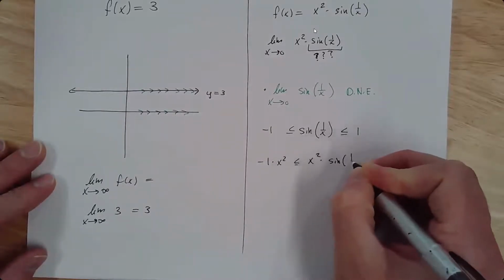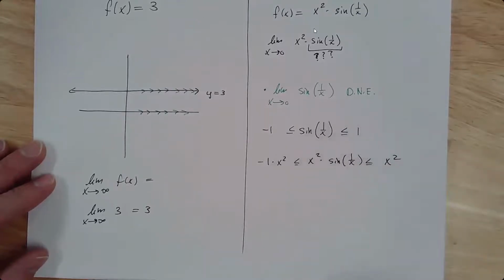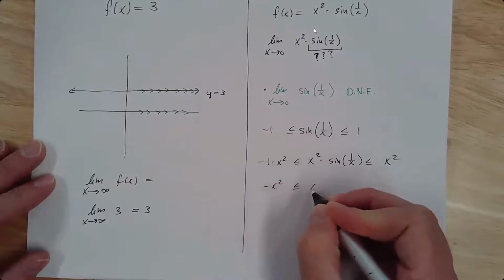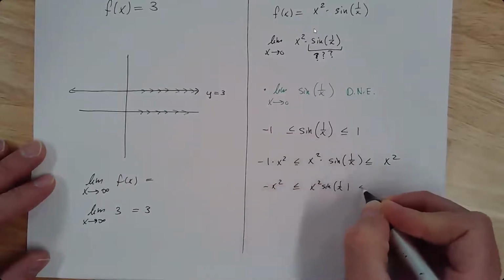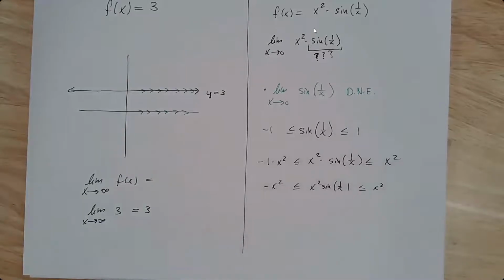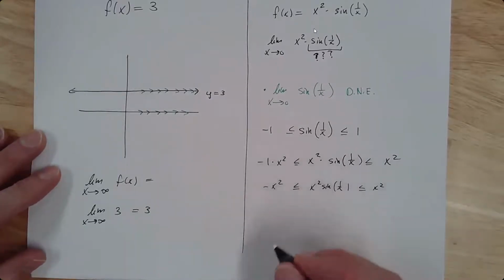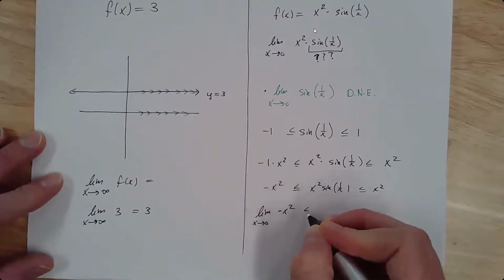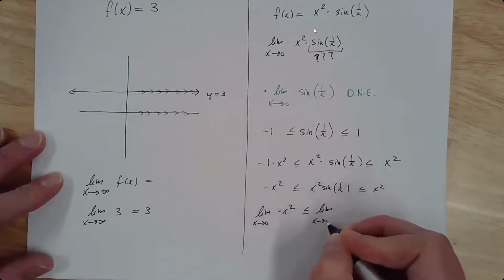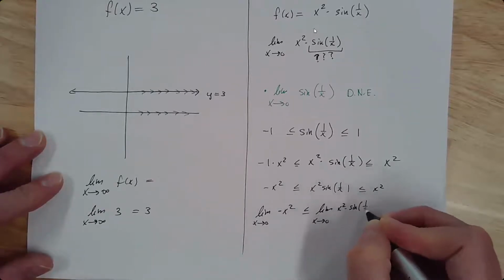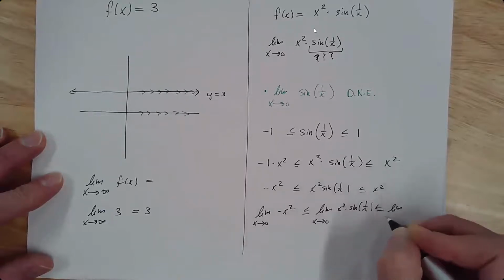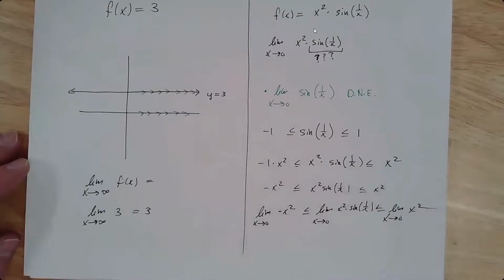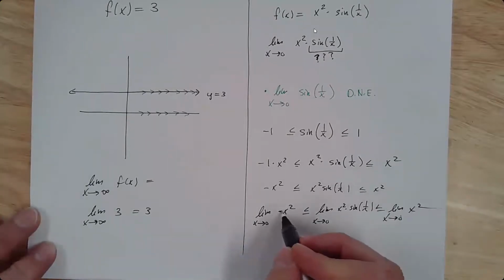So I'm multiplying everything by x squared. And so now here's what I've got. Negative x squared is less than or equal to x squared sine of 1 over x, which is less than or equal to x squared. And then what I'm really doing is just taking the limit of everything. People don't usually write this next line, but it's totally correct. The limit as x approaches 0 of negative x squared is less than or equal to the limit as x approaches 0 of x squared times sine of 1 over x, which is less than or equal to the limit as x approaches 0 of x squared. But what's the limit as x approaches 0 of negative x squared?